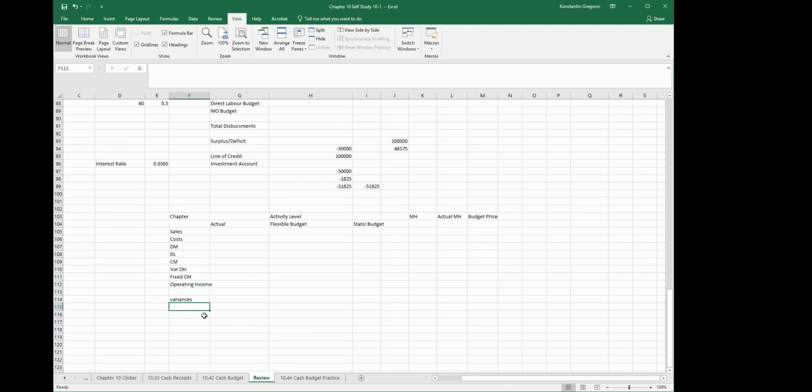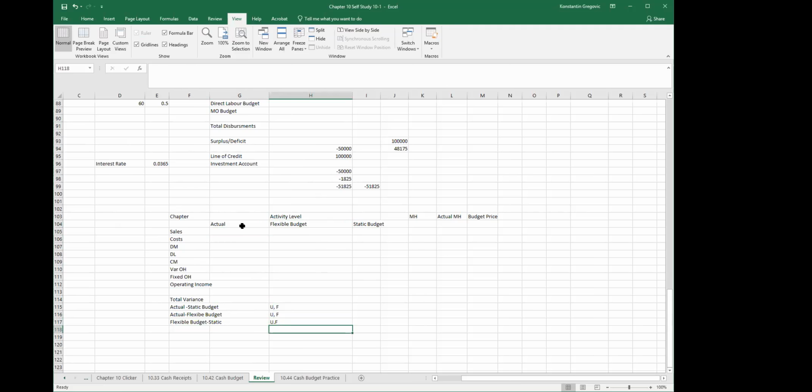So your first variance is what? Let's start with the total variance. Total variance is actual minus static. Then your flexible variance is actual minus your flexible budget. Then your third variance is flexible budget minus your static. Notice, always left to right: actual minus flexible, flexible minus static. Remember, each one is either favorable or unfavorable.